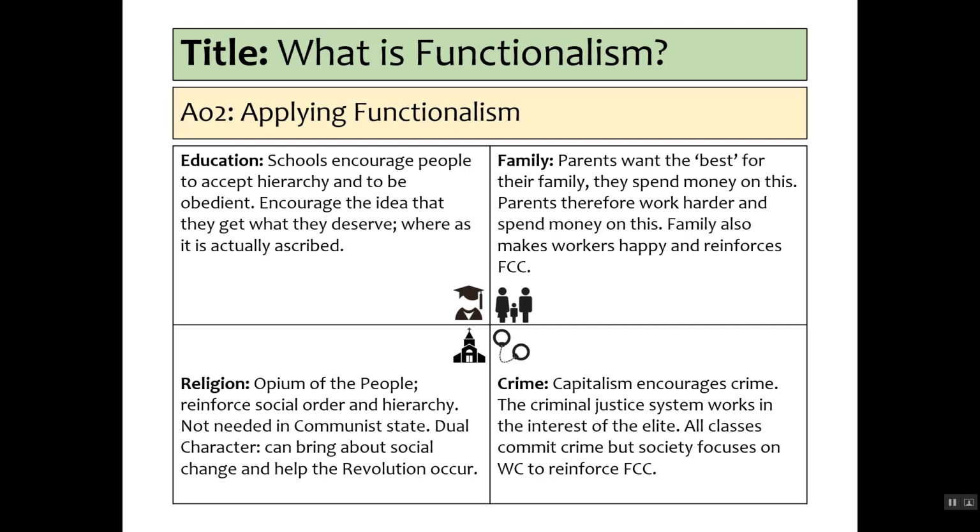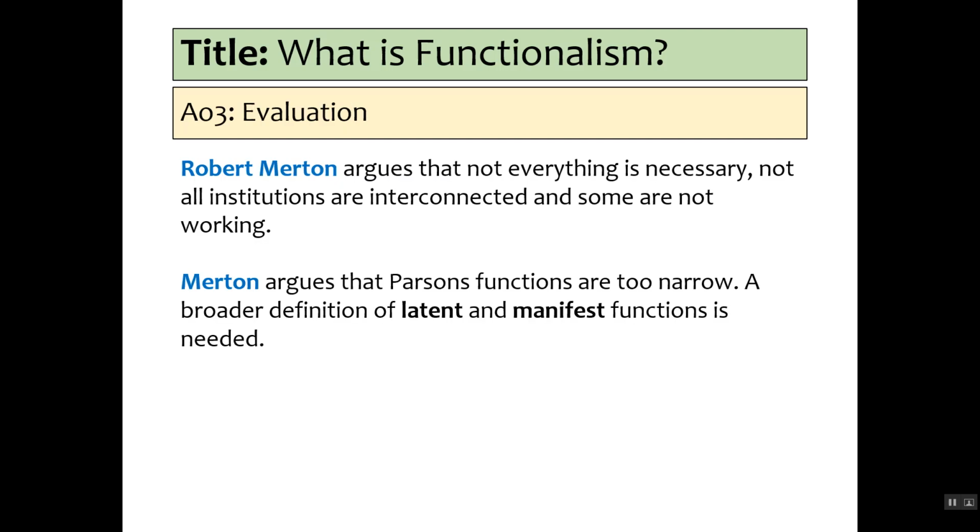And it crops up in crime. Crime is perhaps the biggest area where we see Marxism applying. In terms of capitalism, it encourages crime as a system. The criminal justice system, though, works entirely in the interest of the elite. All classes commit crime, but society focuses on the working class to reinforce a false class consciousness. And actually, it's often the middle class and the upper class crime that does the most damage, albeit economically rather than physically. Yet our entire system focuses on the physical harm that working class people often perpetrate.